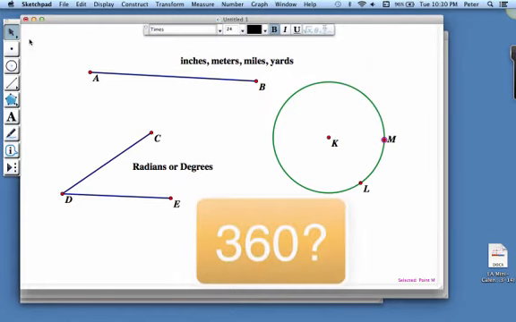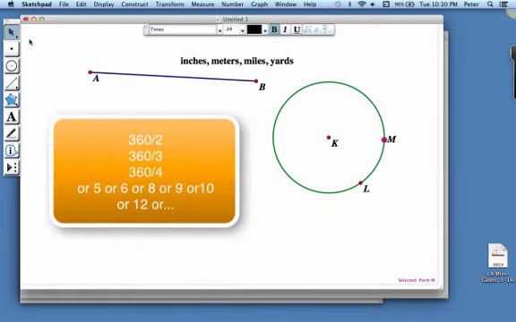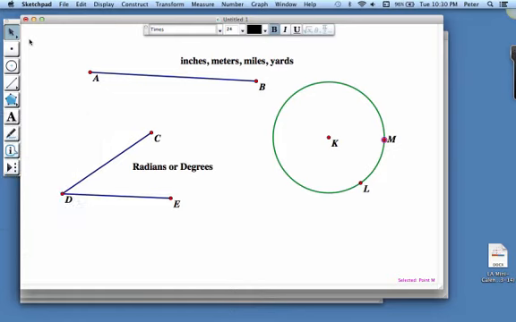Why 360? Well, think about it. It's a number that's divisible by a lot of other numbers. So to a civilization like the Greeks that didn't have access to calculators, 360 was a good choice. It's divisible by 2, by 3, by 4, 5, 6, 8, 9, 10, 12, 15, 18, 20, etc. You get the idea. Half of a circle, since it's half of 360, is 180 degrees.